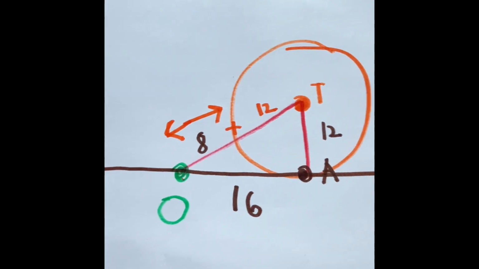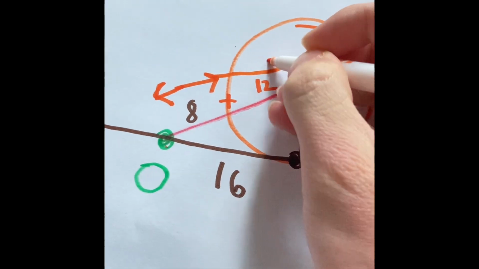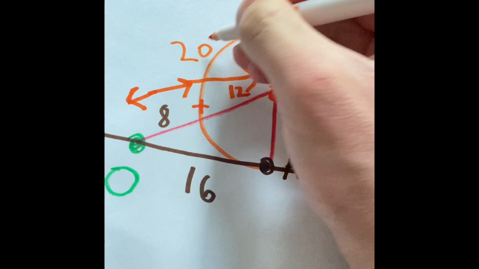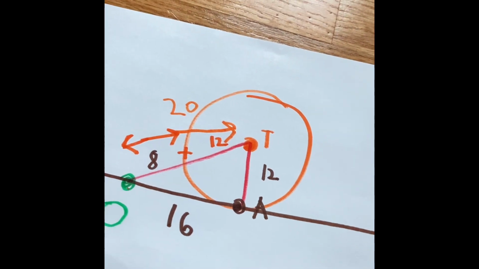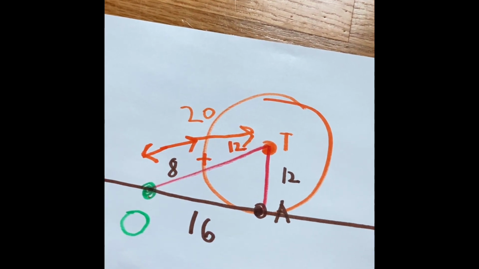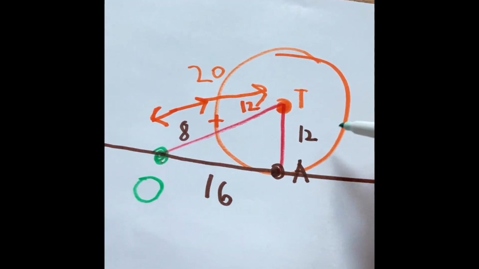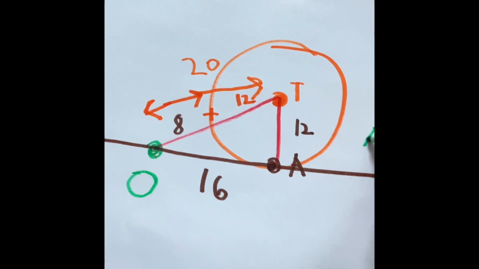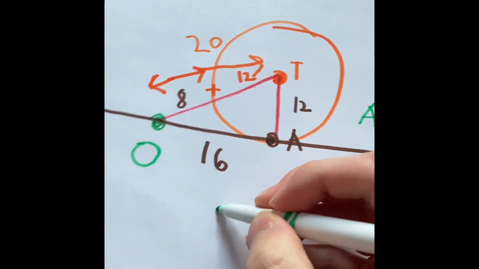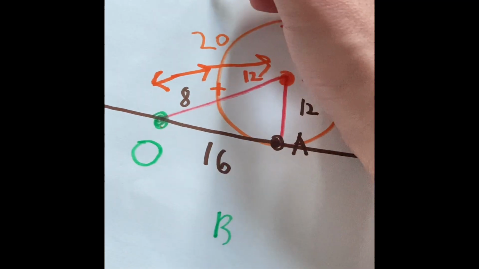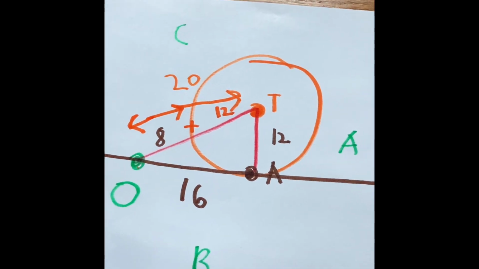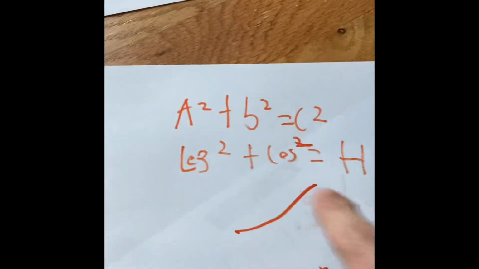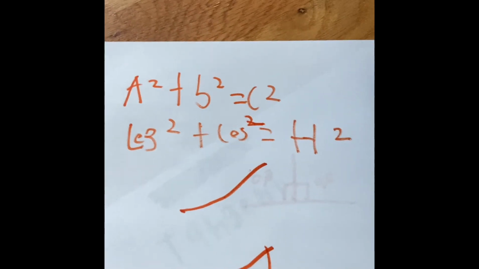So if 8 plus 12 is the hypotenuse, we can merge them to make a distance of 20. So now we can actually calculate what this is, because is it a right triangle? So we're going to say 12 is length A, 16 is length B, and our hypotenuse is length C. Let's see what happens when we insert those numbers into the Pythagoras Theorem.